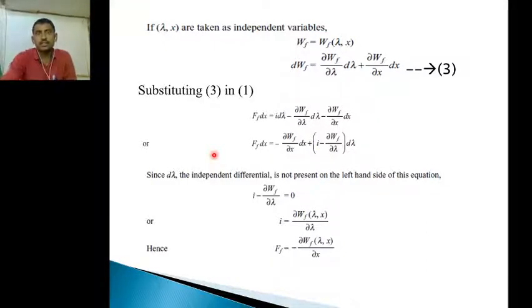For the left hand side we don't have the dλ term, so we have to make the coefficient of dλ zero. Then we get I minus ∂Wf by ∂λ is equal to 0, so I is equal to ∂Wf by ∂λ. That means this is a function of the variables λ comma x, whereas in the previous discussion it was a function of the variables I comma x. So I is equal to ∂Wf by ∂λ of λ comma x, and similarly equating the dx terms, ff is equal to minus ∂Wf by ∂x.